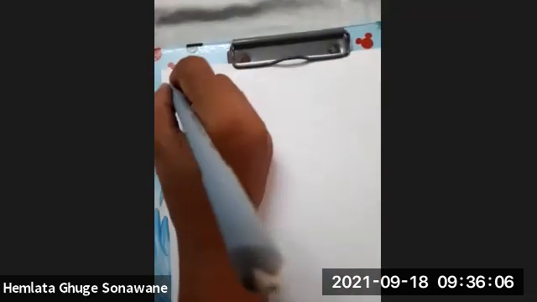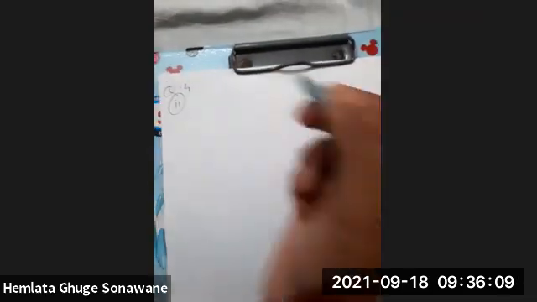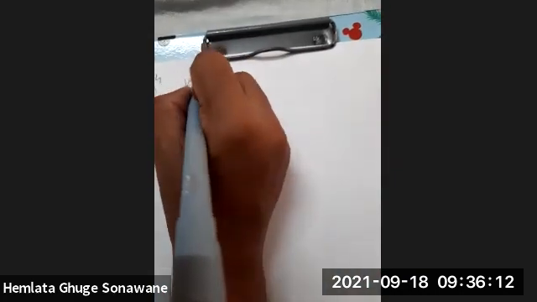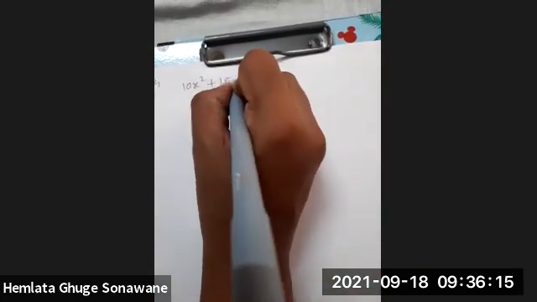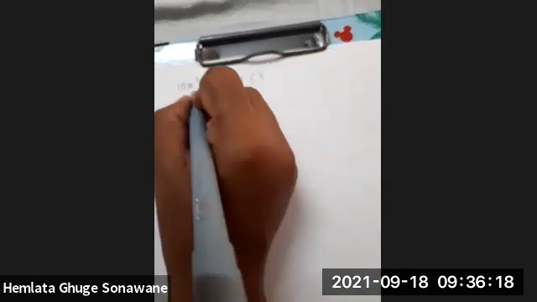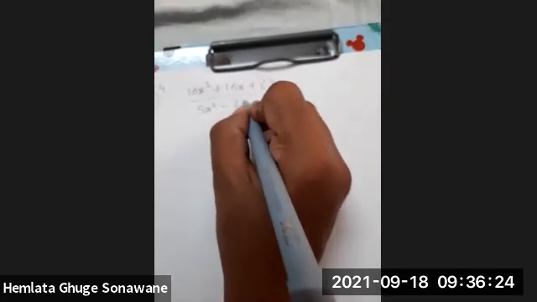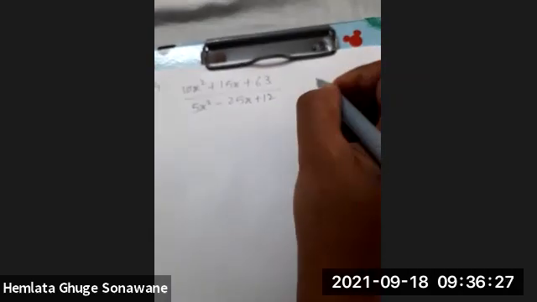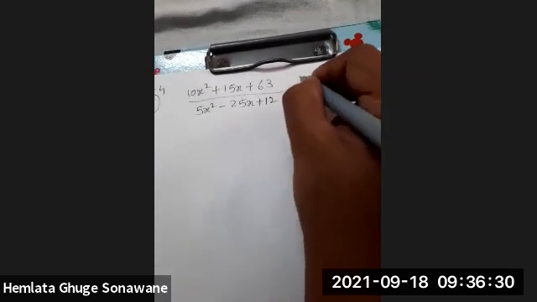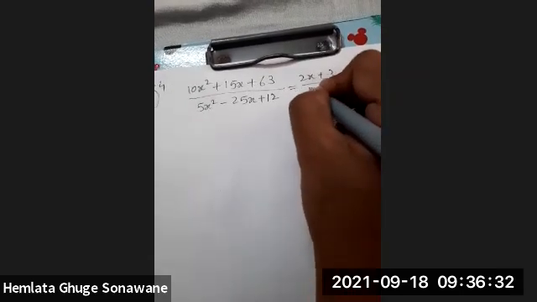We'll take one more example of this question, that is the second one. What is the second example? 10x square plus 15x plus 63 upon 5x square minus 25x plus 12 is equal to 2x plus 3 upon x minus 5.